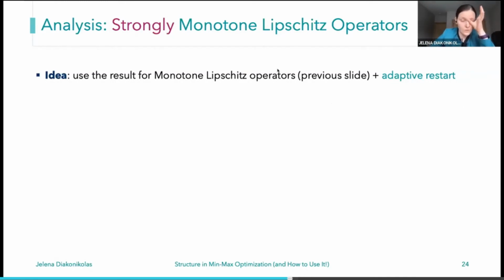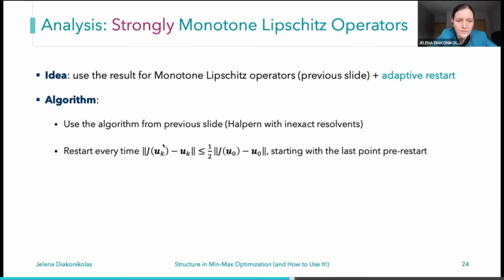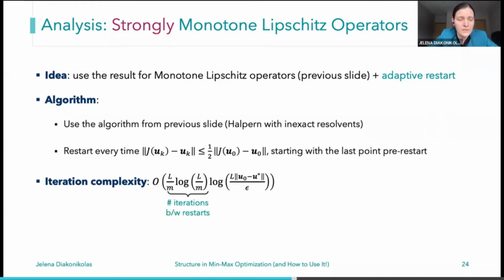So what you do is you use the previous result plus adaptive restart. So your algorithm is just use the algorithm for the monotone Lipschitz case based on the resolvent, run it until you have this fixed point guarantee, and restart. And when you restart, just use the previous point you constructed. That's the whole algorithm. If you do that, this will be your iteration complexity. This will turn out to be the number of iterations between restarts. This would be the total number of restarts. And this is off by just this log condition number.